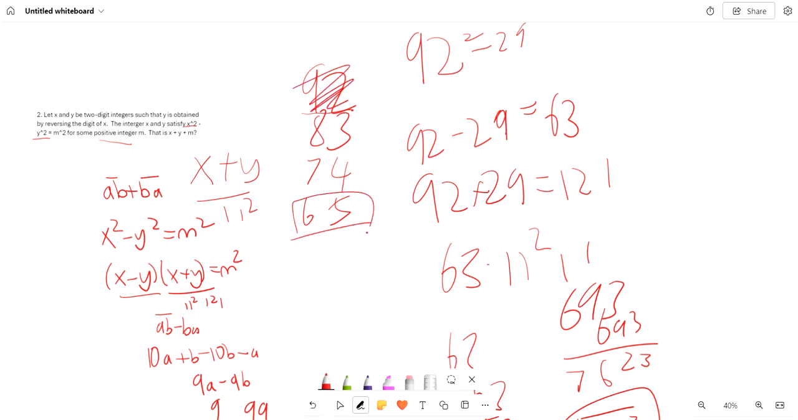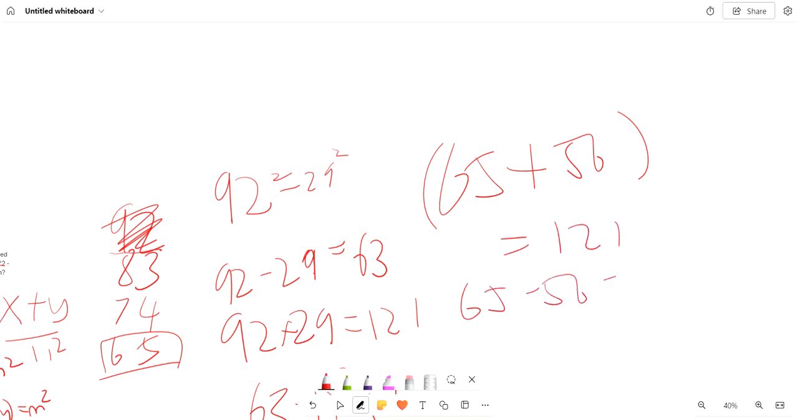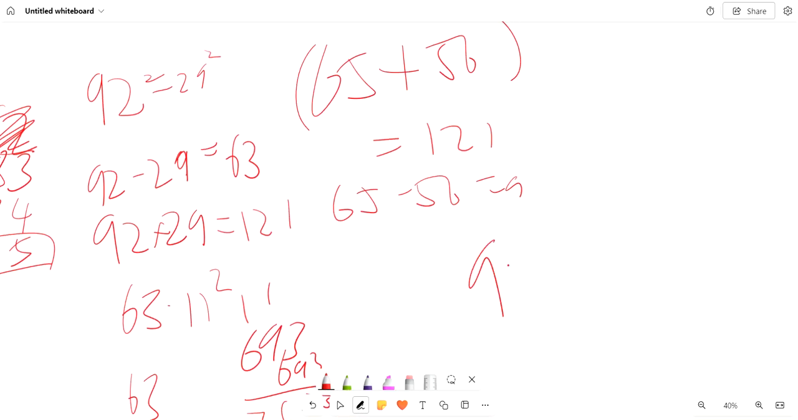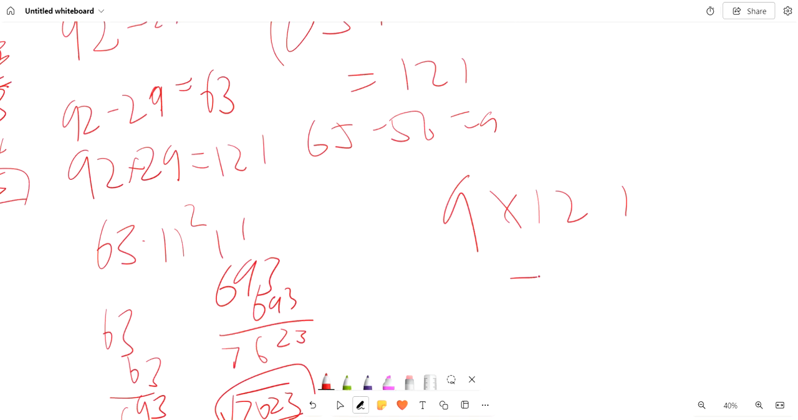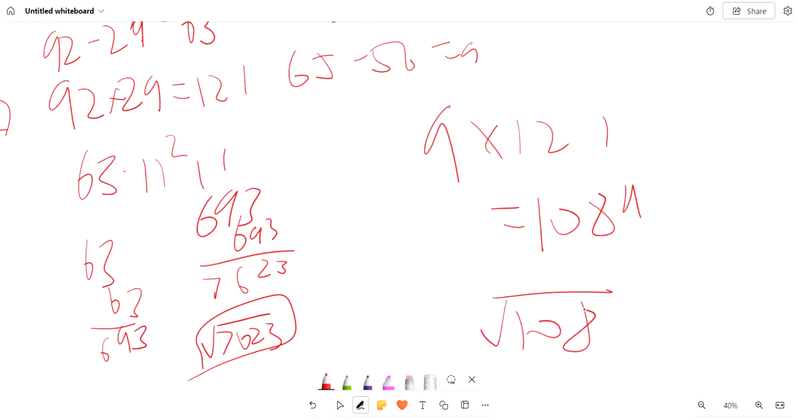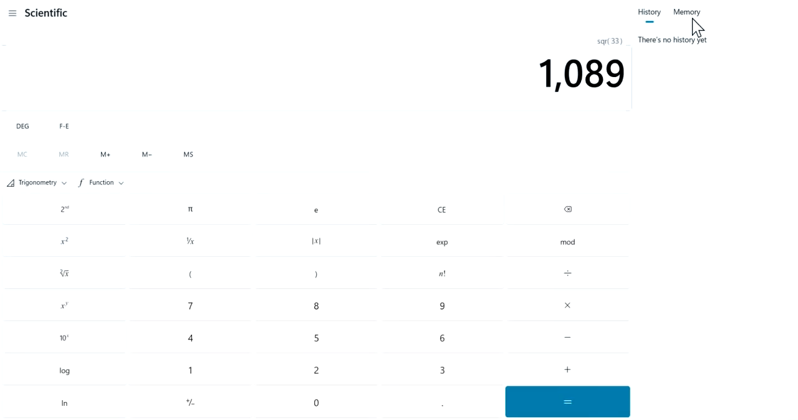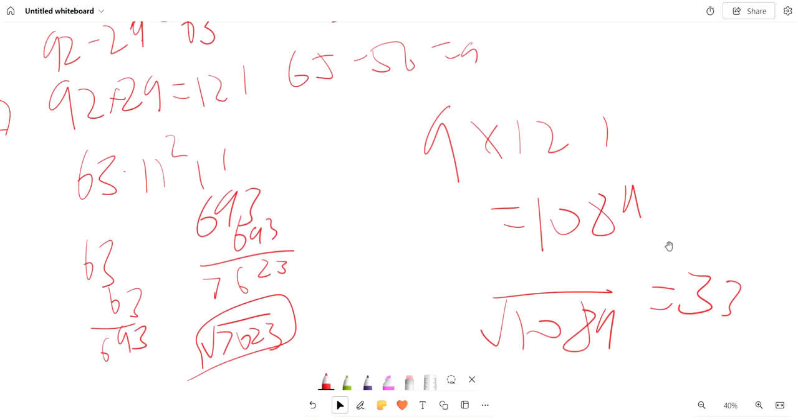So let's try 65. 65 plus 56 equals 121, and then 65 minus 56 equals 9. So 9 times 121 is just 1089, and the square root of this should be 33. We can check with a calculator. Yeah, the square root of 1089 is 33.